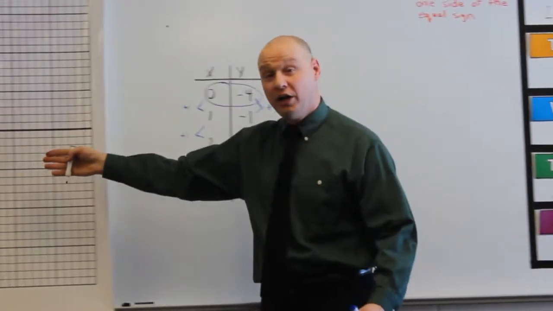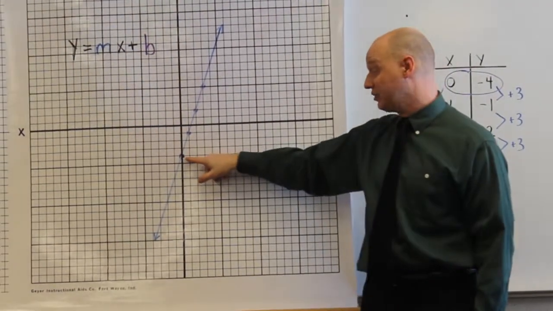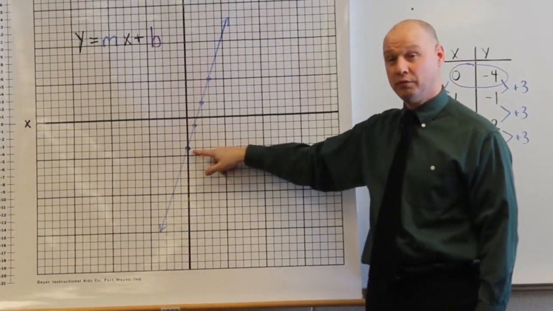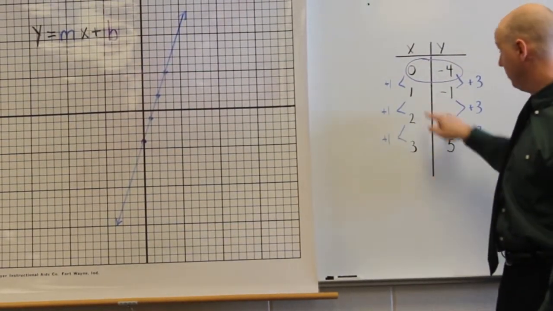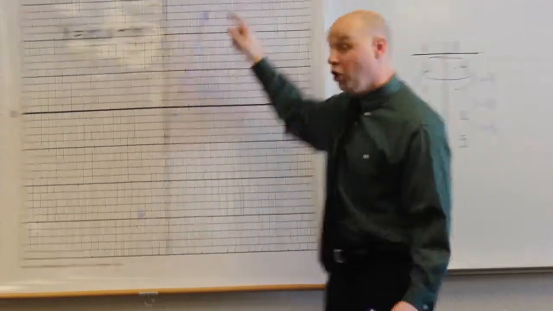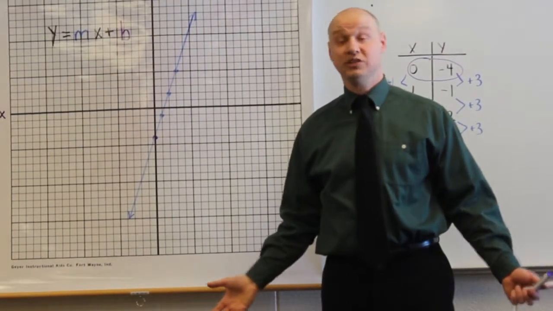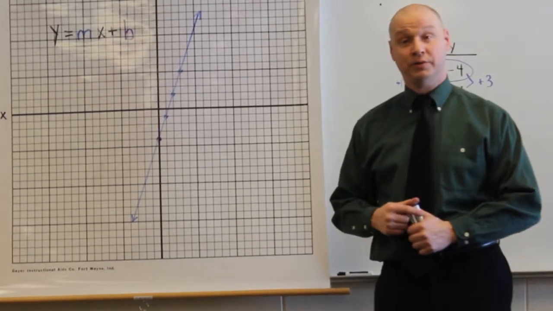Now, if you look over here, we've graphed those ordered pairs. I first graphed my y-intercept, 0, -4. And then I graphed the other 3 coordinates, 1, -1, 2, 2, and 3, 5. I connected them, and look, we have a straight line. It's a linear relationship. Now, the last thing we need to do is write an equation.